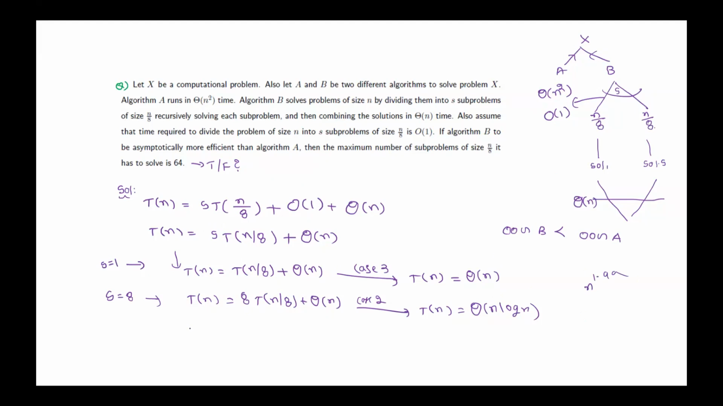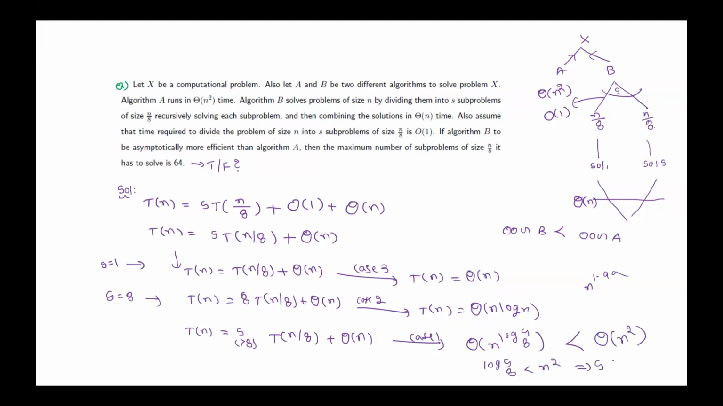So therefore, what is T of n? S, which is greater than 8, T of n by 8 plus theta of n. Now, which case of master theorem? Case 1, it will be theta of n power log S base 8, but it should be less than theta of n squared. That means log S base 8 should be less than 2, which implies S should be less than 8 squared, that is 64. So therefore, S should be only 63. Is that okay?